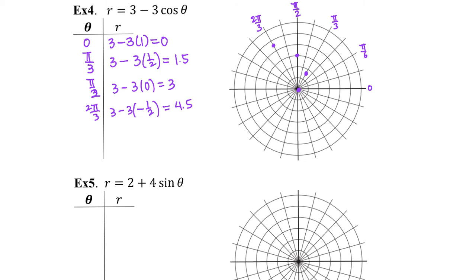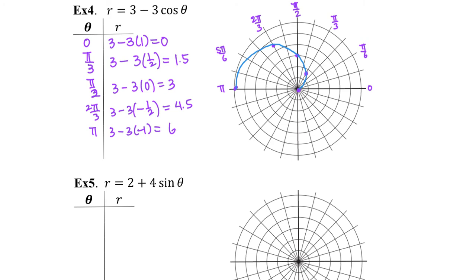Okay, let's see. 5 pi over 6. I'm going to skip it because of that root 3 over 2 situation. Go to pi. 3 plus 3 is 6. So at pi, 1, 2, 3, 4, 5, 6. Now again, remember this is half of my graph, but I know it's symmetric across theta equals 0. I'm going to go ahead and sketch this in, just because I don't want to lose the order on my points.